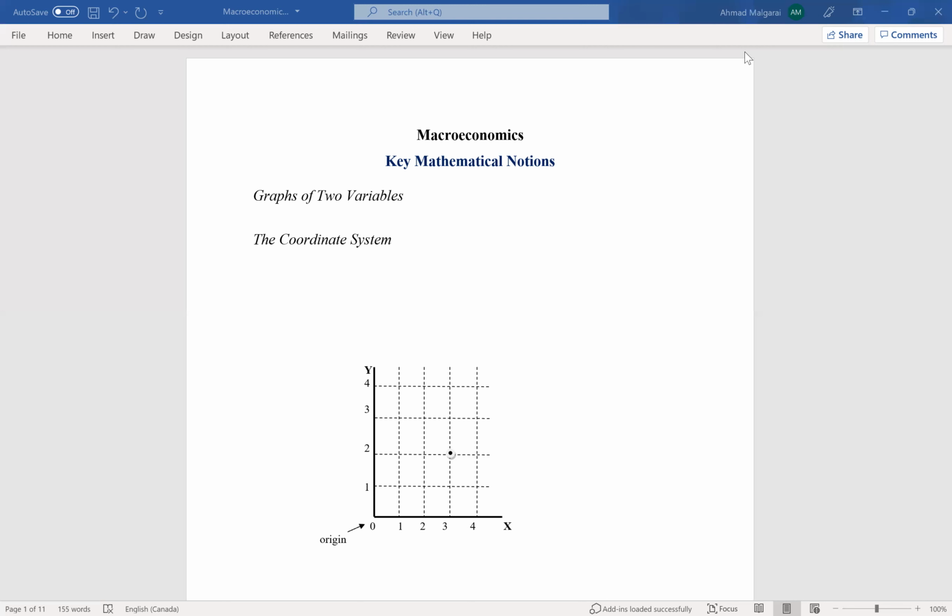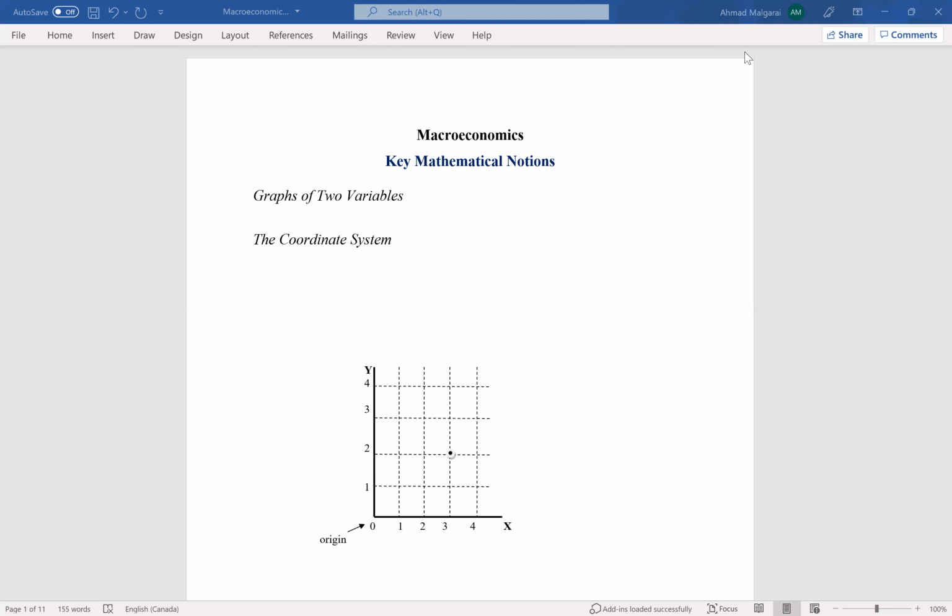So these are some of the concepts that you will be dealing with if you're studying economics, but for most of these, you need math. So let's go through some of the key mathematical notation. In economics, we are often concerned with the relationship between two or more variables. In the coordinate system, an ordered pair of numbers can be graphed on a two-dimensional grid.